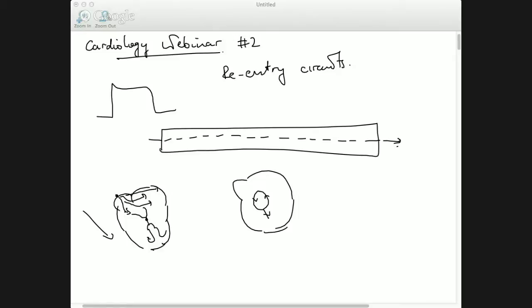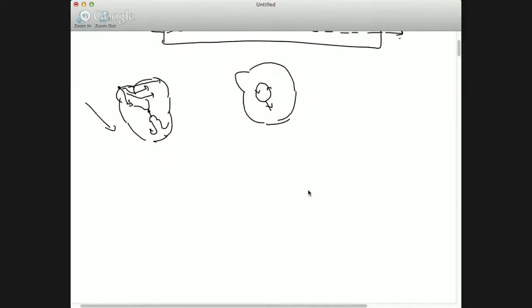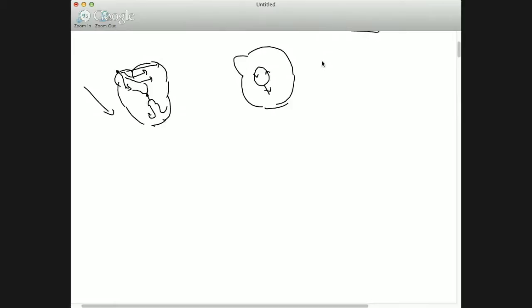The first question we need to ask is, what is it that actually causes the re-entry circuit to form in the first place? Well, a couple of criteria are needed for this to occur. 3 criteria. Firstly, you need an actual pathway.